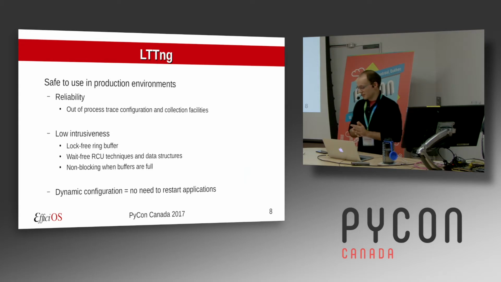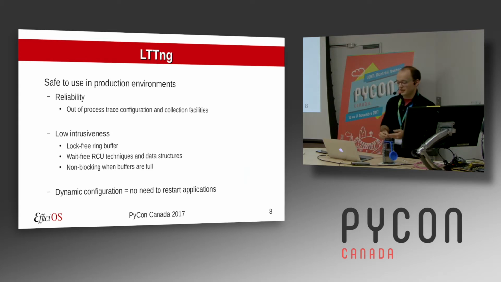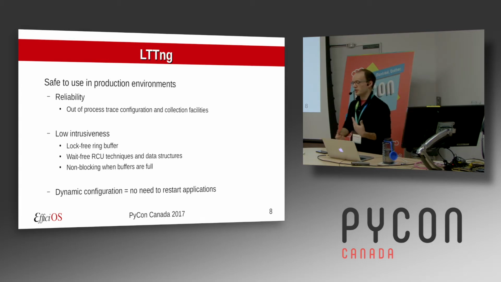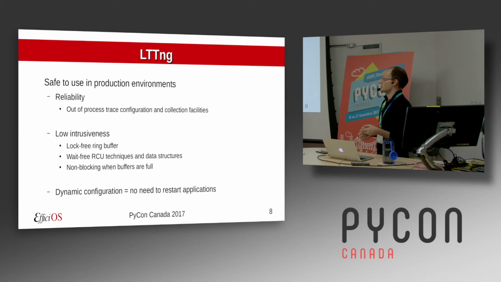The main difference between LTTng and other tracers is that we focus on being usable in production. So the goal is to trace applications and the kernel on production systems and not just on dev machines or staging environments to debug a specific problem. So we have to focus on reliability.